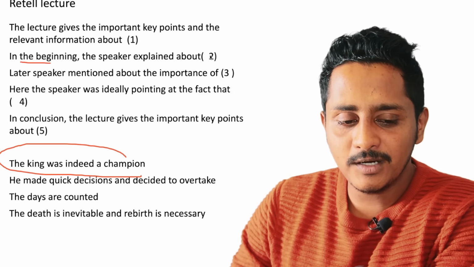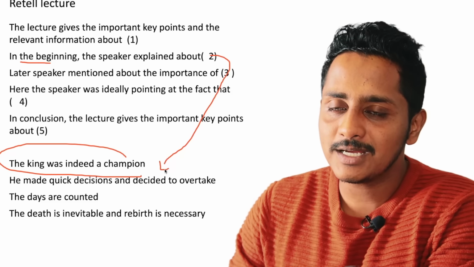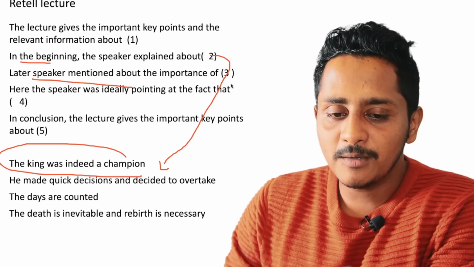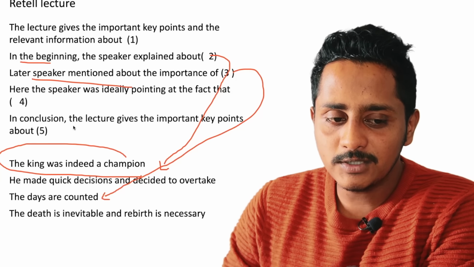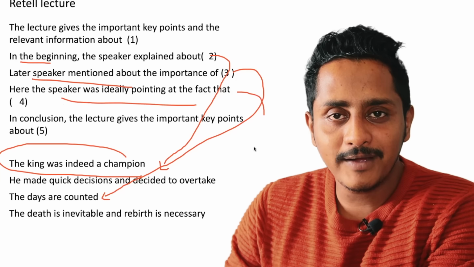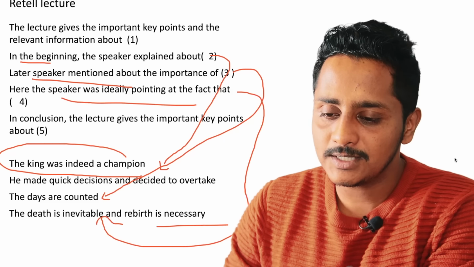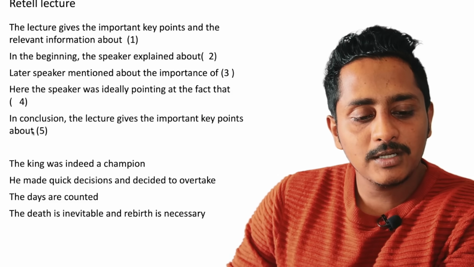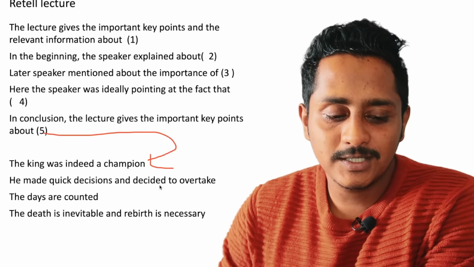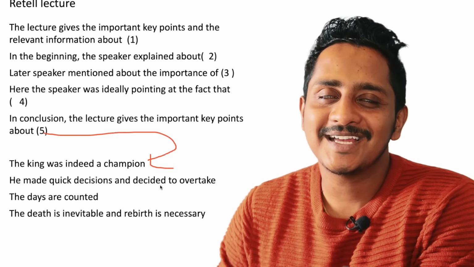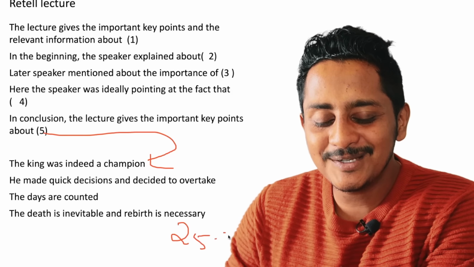In the beginning, the speaker explained about he made quick decisions and decided to overtake. Later, speaker mentioned about the importance of the days are counted. Here, the speaker was ideally pointing at the fact that death is inevitable and rebirth is necessary. In conclusion, the lecture gives the important key points about the king was indeed a champion. I made quick decisions and decided to overtake. 25 to 30 seconds.